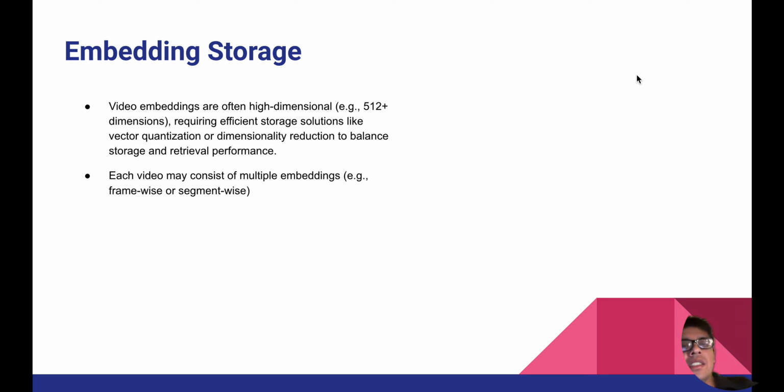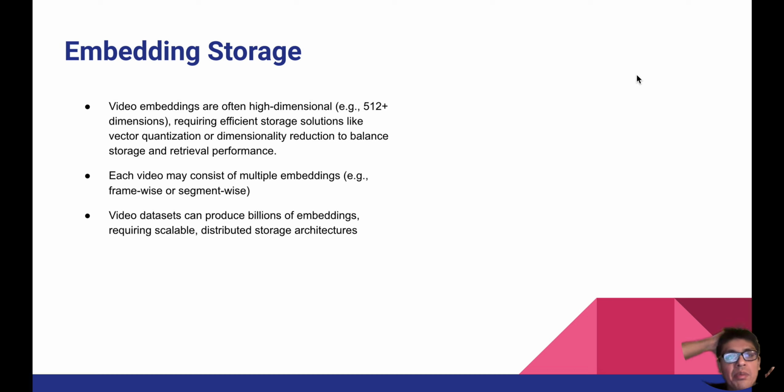Each video may consist of multiple embeddings, frame-wise or segment-wise, right? So again, as I said, these hierarchical embeddings are an example. You can create some sort of tree of embeddings associated with a top-level embedding to get more nuanced information of what's going on in a more efficient way.